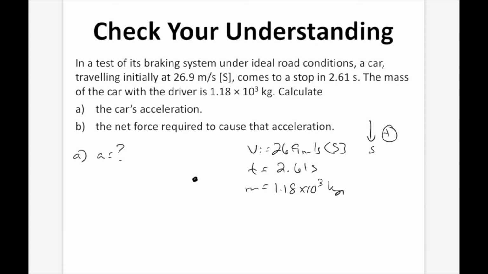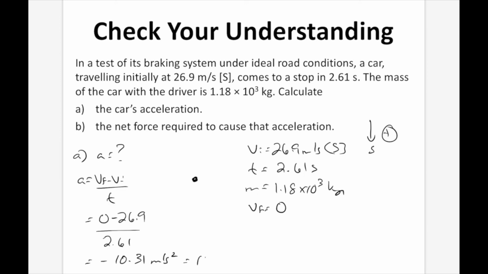Now we're going to use one of our kinematic equations. Since it's stopping, we also know that Vf is going to equal 0. So we're going to use the equation a equals Vf minus Vi over t. a is going to be 0 minus 26.9 divided by 2.61. And that's going to give us an acceleration of negative 10.31 meters per second squared, which is going to equal 10.3 meters per second squared north. 3 sig digs, and that's what we need. So that's our answer for a.